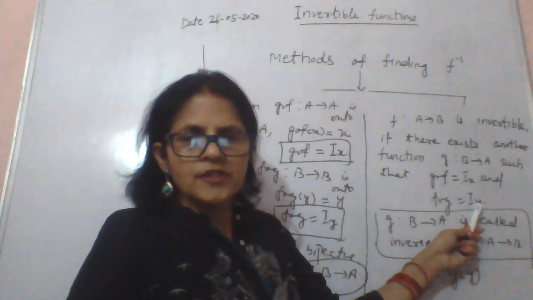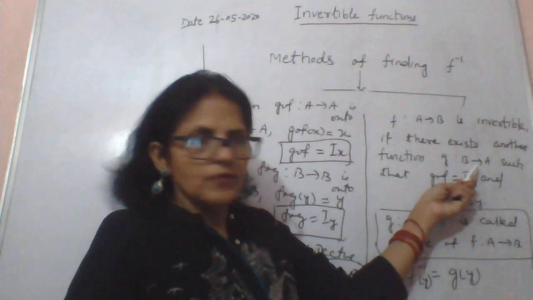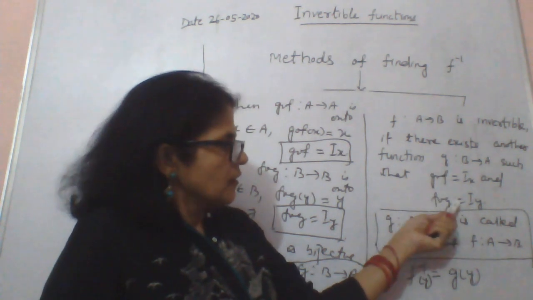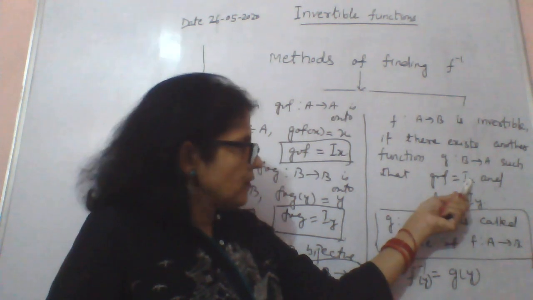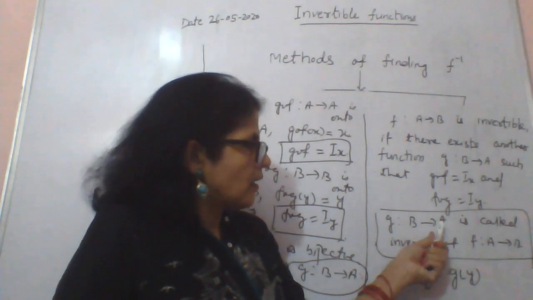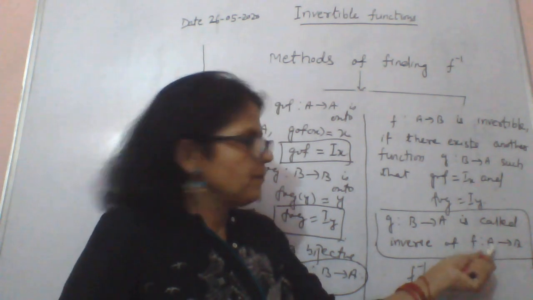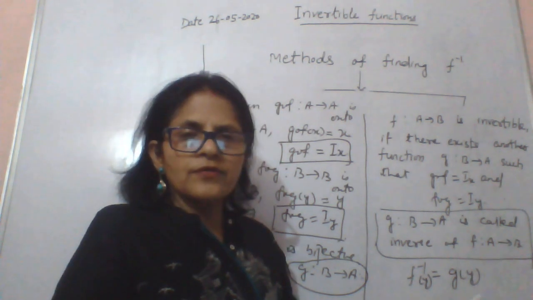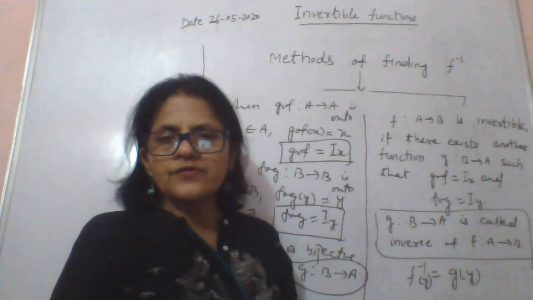Okay, I_Y stands for identity function on set B, because y belongs to B. We take every time y belongs to B. So if you have f of g equal to identity function, g of f equal to identity function, then you can say function g from B to A is called inverse of the function f from A to B. It means f inverse equal to g, or x equal to f inverse y, that is equal to g y.